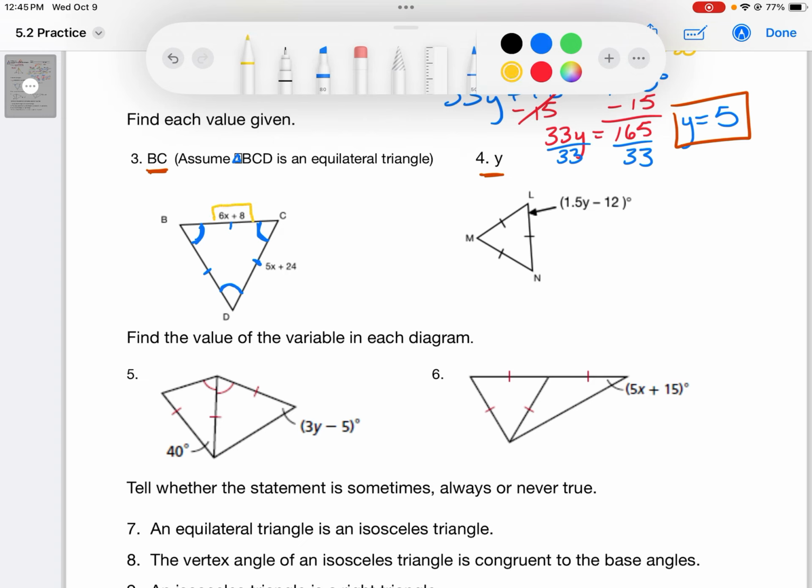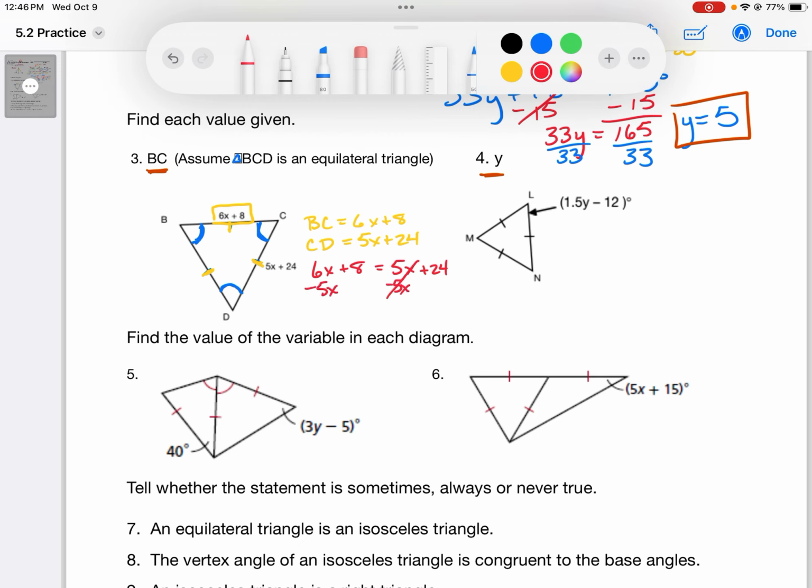And since I do have 2 of those sides, I know that BC is 6x plus 8, and I know that CD is 5x plus 24. Whatever BD is, it's also equal to these 2, but I don't really need it to solve because I can just take these 2 that I do know and set them equal to each other.